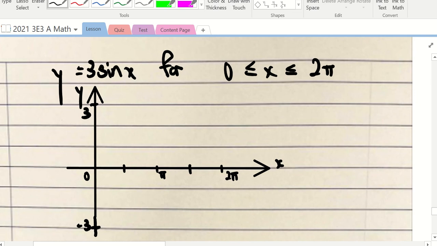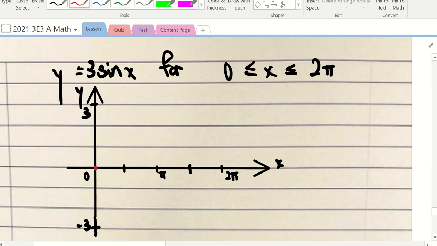This is a sine graph. Should we start from 0 or should we start from the maximum? 0. But how to check? Teacher, sometimes I will forget. Press the calculator. 3 sine 0, but it must be in radian mode. You should get 0.